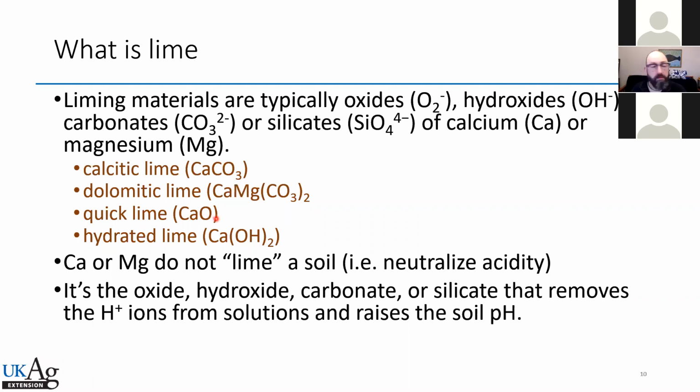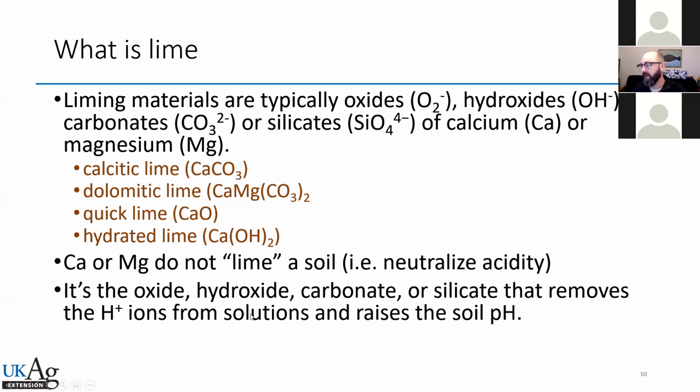Quicklime is typically too expensive for ag uses, but if you have a new piece of ground and you want to change the pH really fast, something like quicklime or hydrated lime is going to make a really rapid change, but it's going to be more expensive. But the calcium and magnesium don't lime the soil. It's that hydroxide, oxide, carbonate, or silicate that removes the hydrogen ion from solution.